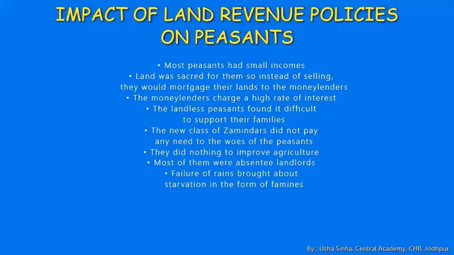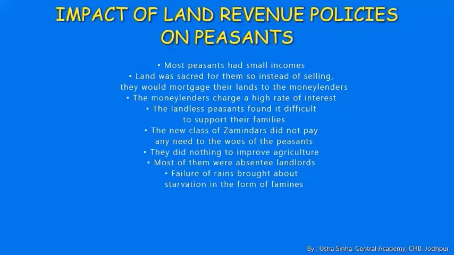These land revenue settlements formulated by the company impoverished the peasants. Land now became a sellable commodity which could be bought, sold or mortgaged. This had deep impact on rural life and economy. Most peasants had small incomes.